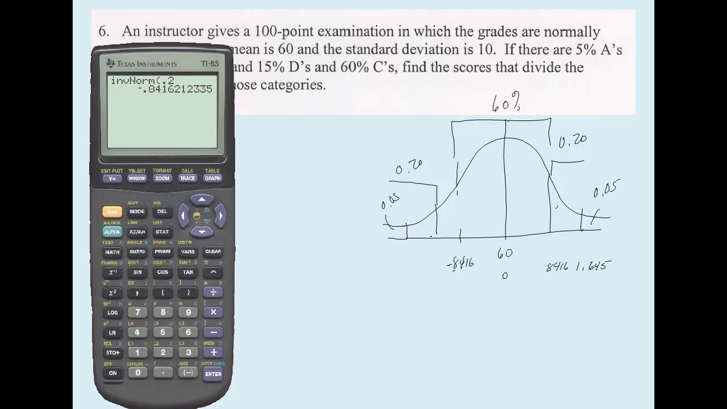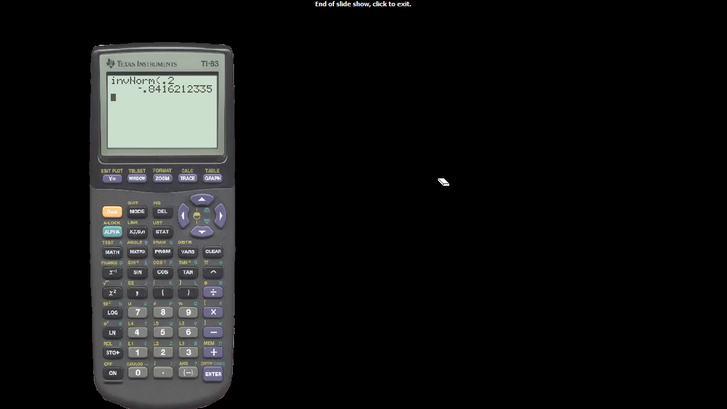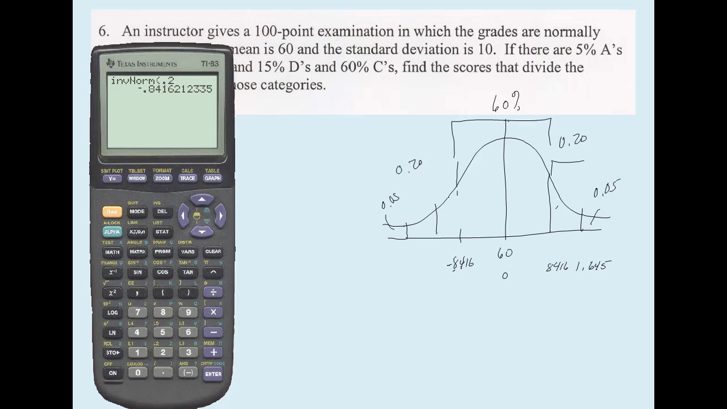And then this guy actually starts right here. Oops, hey, we're on the last slide. This goes here, right, like that. So I don't need this thing. So I need this one. Oh, I know that one's negative 1.645. So there's my F, D, C, B, and A.